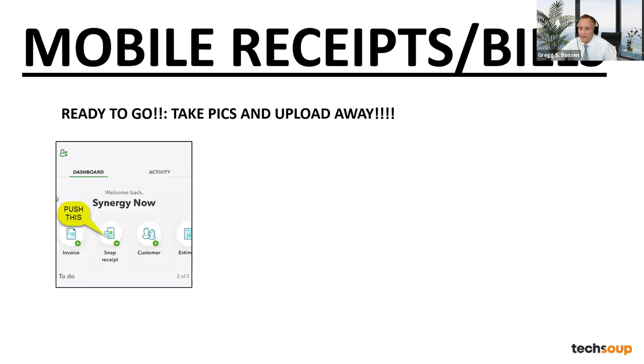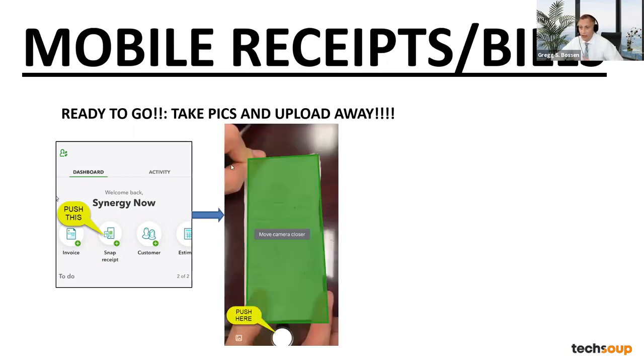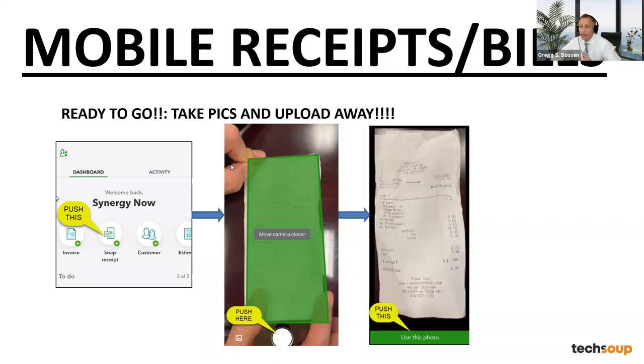All right. So anyway, this is what it looks like on your phone if you have QBO. In desktop, the screen looks a tiny bit differently, but I'm going to click Snap Receipts, okay? And then you literally take a picture. This is me taking a picture of me taking a picture, all right? And you got to move to get the green so that it makes sure that you get the whole receipt. And when you're ready, you push at the bottom, and then it's going to take the picture, and then it's going to ask whether or not you want to use the photo.